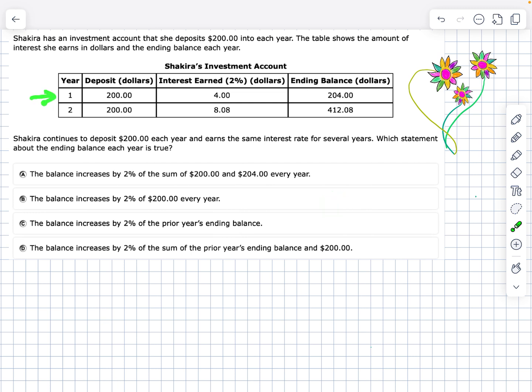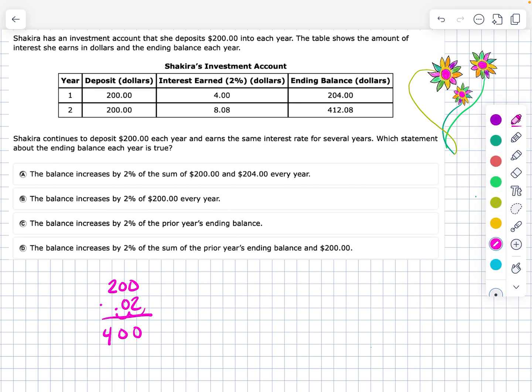In the very first year, Shakira puts in $200, and she earned 2%. And that's her ending balance. So they're telling us 2% is $4. But let's go ahead and verify that. So 200 times 0.02, so 2 times 0, 0, 0, and 4. So there's my answer, but I got to deal with this decimal.